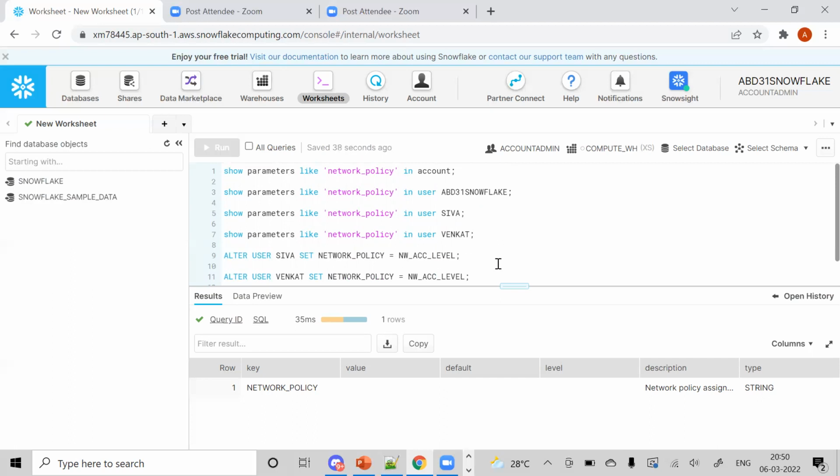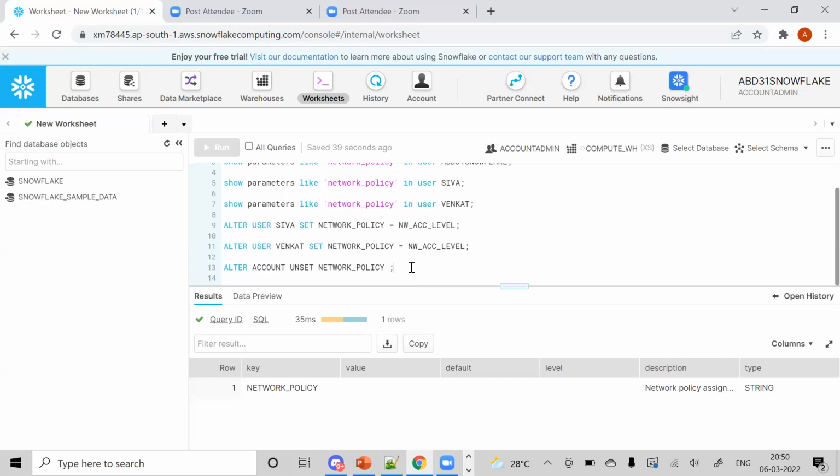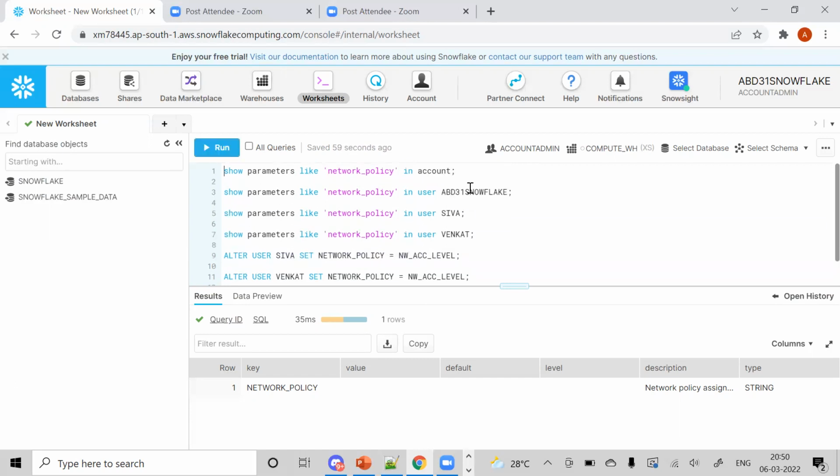Right. So what I did was, this is the command, alter account unset network policy. So basically it's no more active. All I did was set the network policy for one user, that is Shiva. If you want to see the network policies, the command is show parameters like network policy at account level. In account level, there's nothing, because I have not activated it.